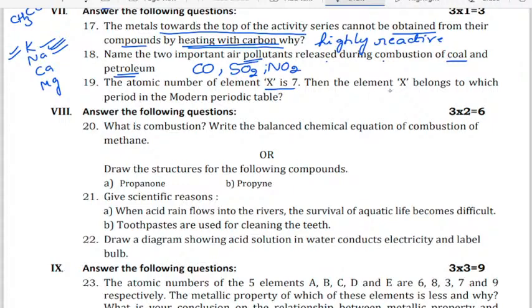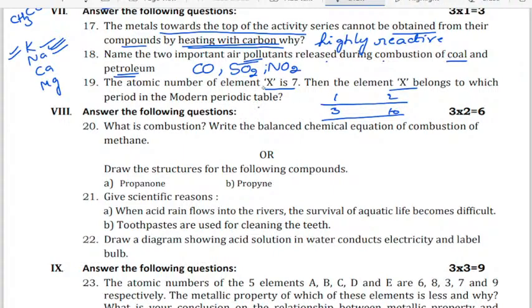Then the element X belongs to which period in the modern periodic table? I already told you many times. The first and second elements are present in the first period. Elements number 3 to 10 are present in the second period.